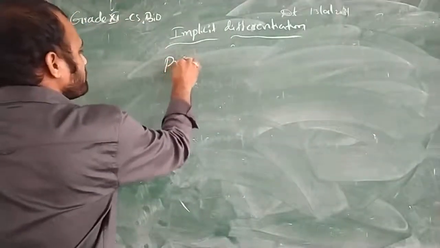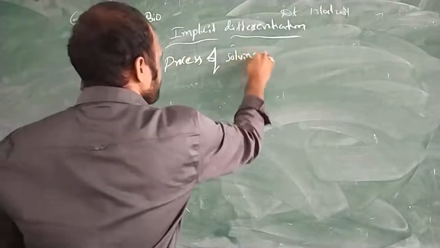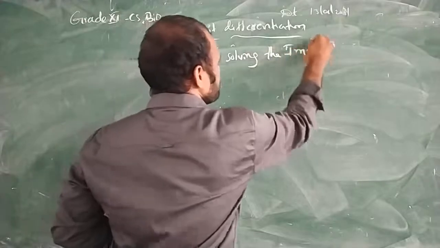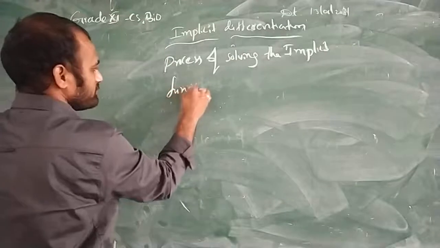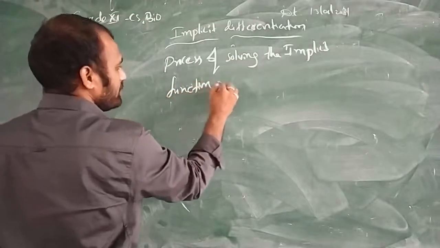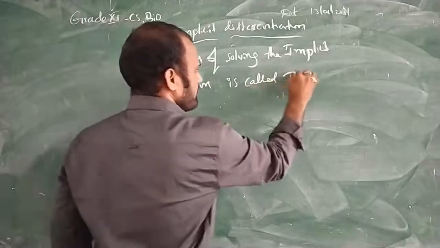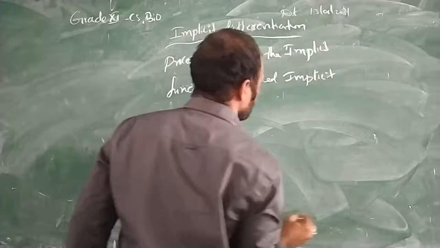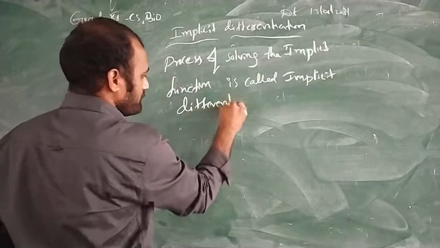The process of solving the implicit function is called implicit differentiation.